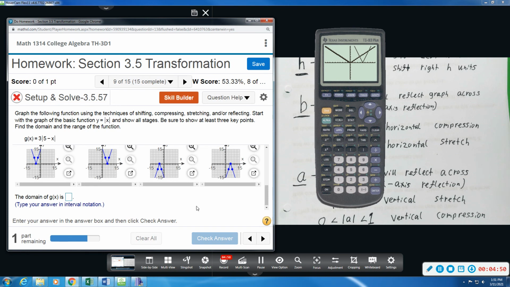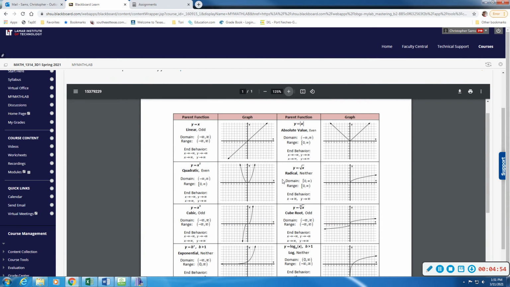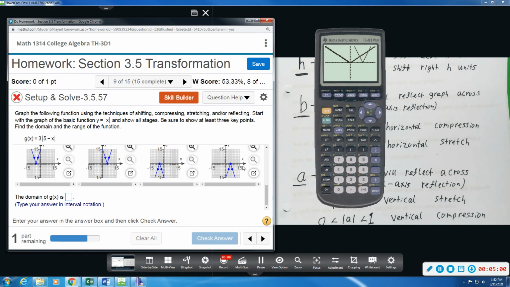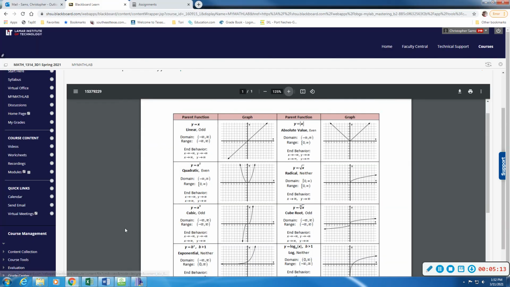And then the domain, so if you look at the original domain, absolute value is all real numbers. And you can also think about our conversations from class. Our domain would be restricted if we had a fraction, if we had a square root, or if we had a logarithm. And we don't have either. And I'll just go and show you that. You can see domain is all real. When you have a square root, we have a different domain.